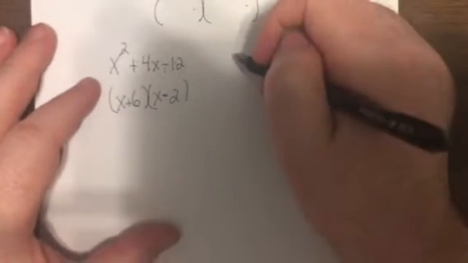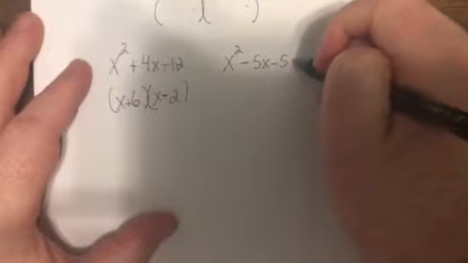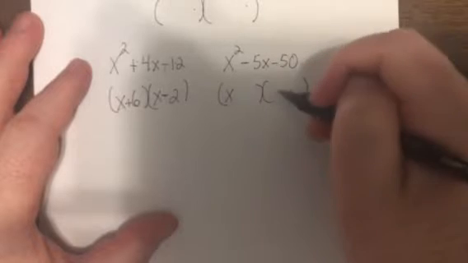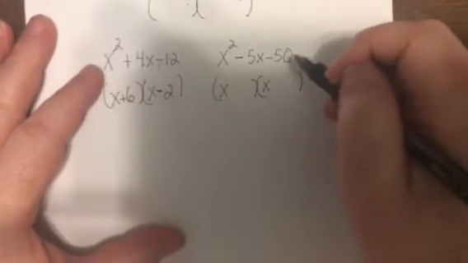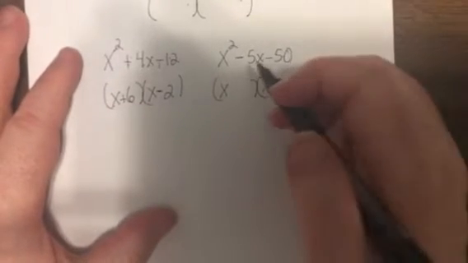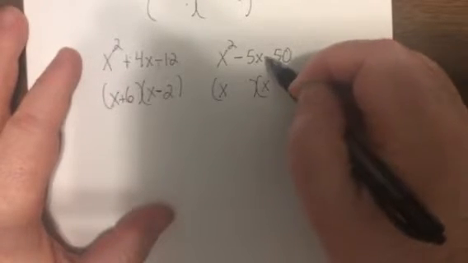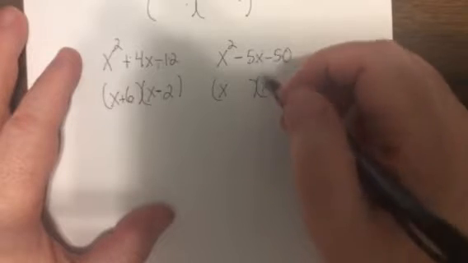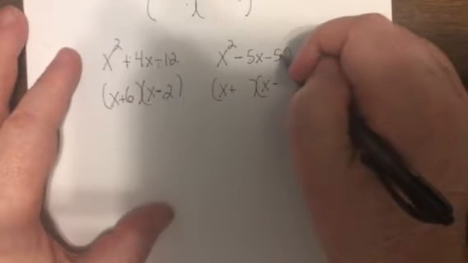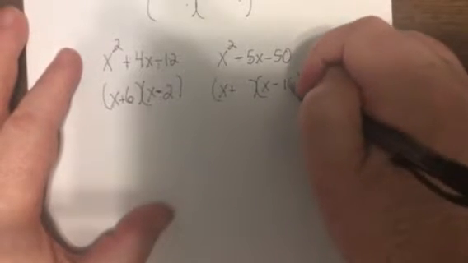Okie doke. So let's try this. X squared minus 5x minus 50. So again, x squared is x and x. Now, what are the factors of 50? Sorry about that, I had to sneeze. What are the factors of 50? What do you multiply to get 50, but you subtract to get 5? So one is plus, one is minus. It would be 10 and 5. 10 times 5 is 50. 10 minus 5 is 5. But the largest one goes with this sign, which in this case, the biggest is 10.